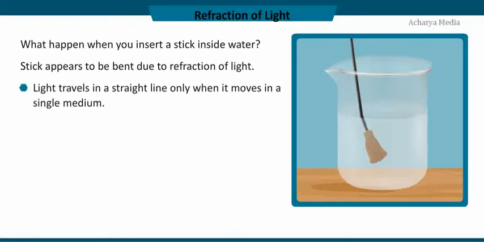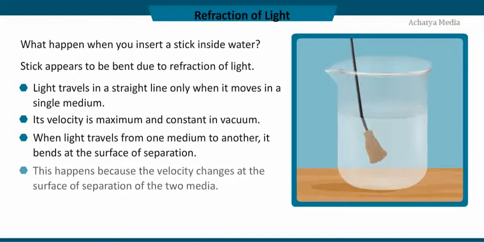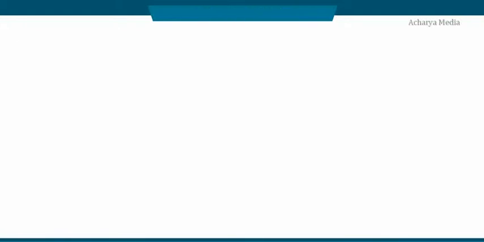Light travels in a straight line only when it moves in a single medium. Its velocity is maximum and constant in vacuum. When light travels from one medium to another, it bends at the surface of separation. This happens because the velocity, that is, its speed as well as direction, changes at the surface of separation of the two media. This phenomenon is refraction of light.